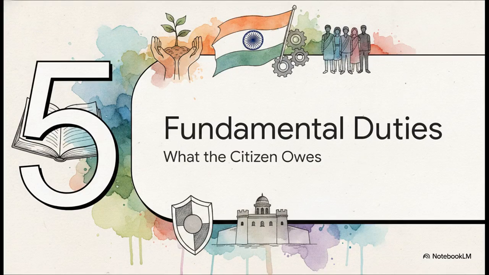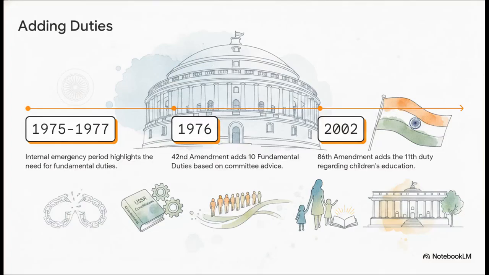Which brings us to Section 5, your fundamental duties. This is what the citizen owes, wrapped up in Part IVA, Article 51A. Now, what's incredible here is that these duties weren't even in the original 1950 Constitution. The necessity for them was actually felt during the internal emergency period between 1975 and 1977. Inspired by the USSR, the Swaran Singh Committee recommended adding them. So, in 1976, the 42nd Amendment added 10 fundamental duties, things like respecting the national flag and protecting the environment. Much later, in 2002, the 86th Amendment came along and added an 11th duty specifically regarding children's education.